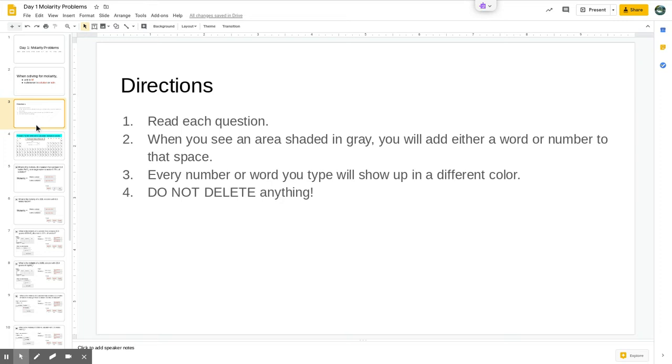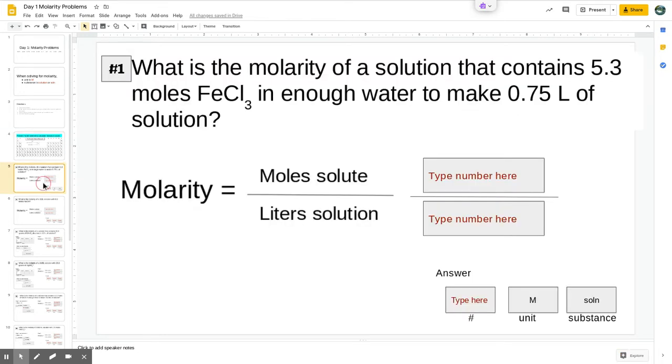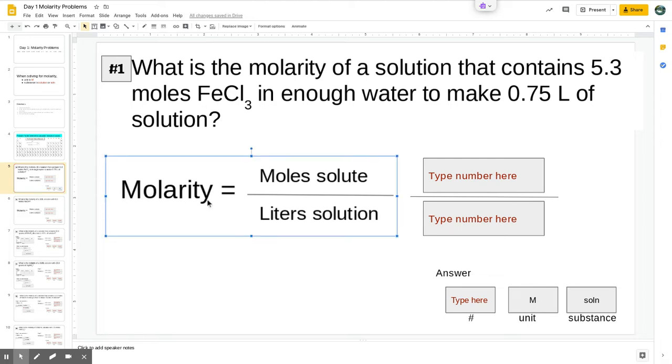So again, you're going to fill in a number or word anywhere you see a gray box, and it should show up in red. I have a periodic table here to calculate your formula mass. And we're going to do 3 examples together. So in number 1, I've given you the equation for molarity. You're going to do moles of solute divided by liters of solution.